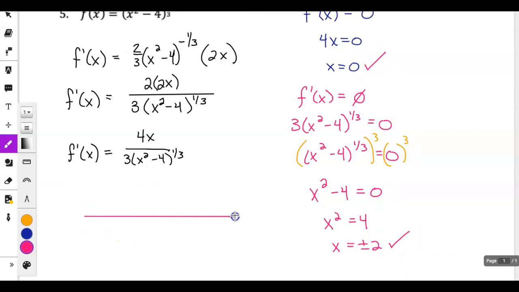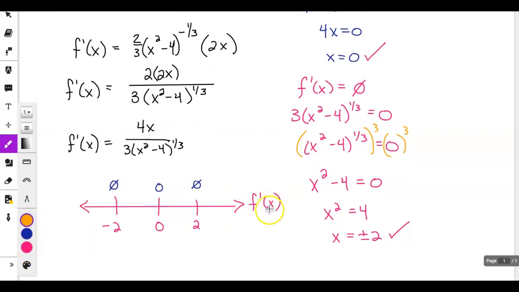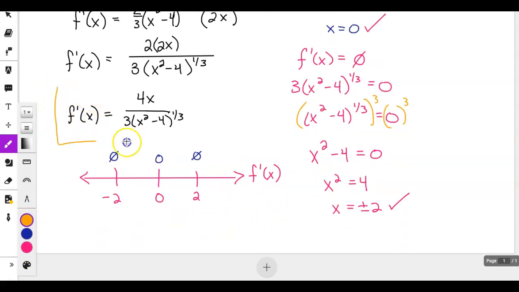So we're going to go ahead and make our number line. And I think probably the hardest part is going to be plugging these numbers into the derivative. So I'll kind of take my time on that part so that you understand it. And then let's see here. 0 made my derivative 0. And then negative 2 and positive 2 made my derivative undefined. So if I make my sign chart, again, we're focusing on the simplified derivative here.